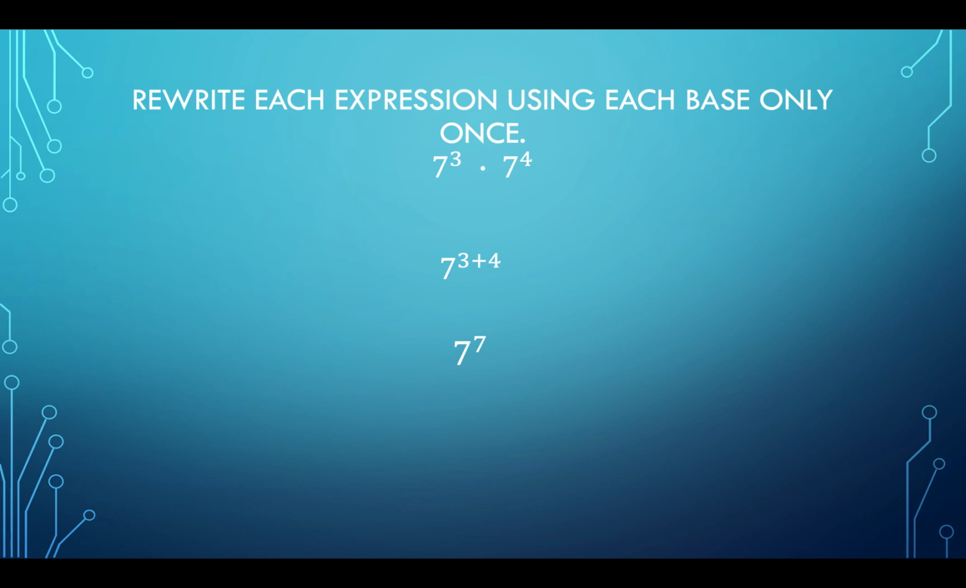Now, if I told you go ahead and simplify, you would do 7 to the 7th power in your calculator. But at this point, I just want to know what it is using each base only once. So you don't have to go ahead and multiply 7 times 7 7 times.